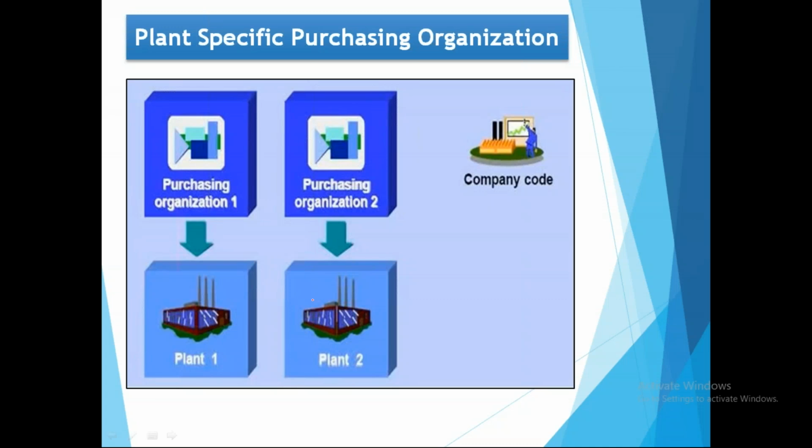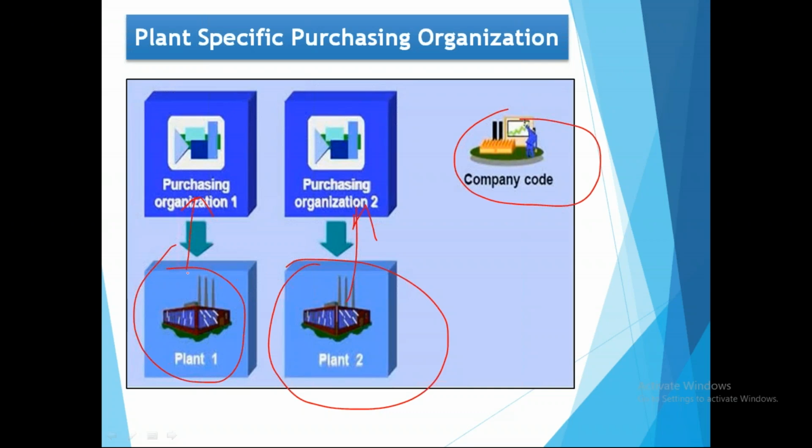Now let's say every plant will have its own purchasing department, then they will have their own purchasing organization. Company code will remain the same, but every plant will take care of its own purchasing. Then for each plant, you will create a separate purchase organization and assign it. I'll show you that in the system. So this is called plant specific purchasing organization, decentralized scenario.